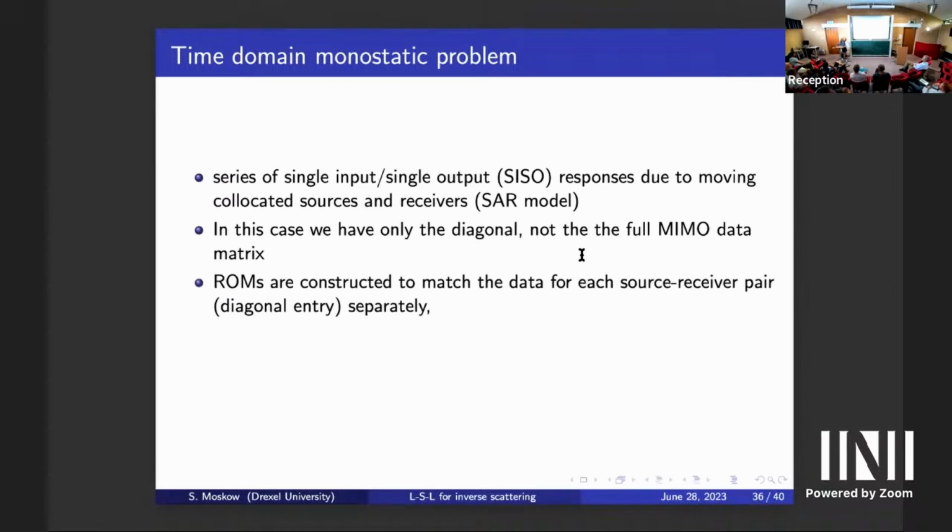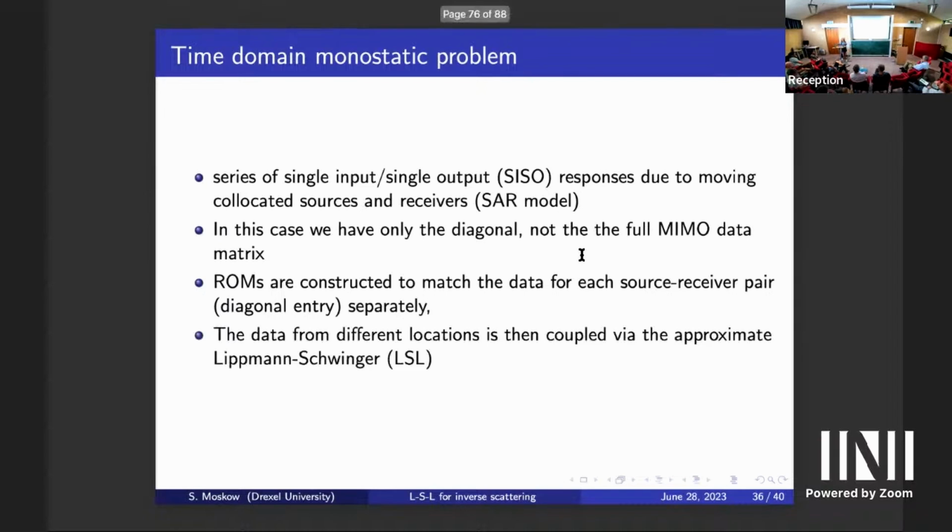So what you can do is, for each separate source receiver pair, construct a ROM and an approximation to the internal solution for that. Now, if this is the full 2 or 3D problem, then your internal solution is not going to be great like it is in the 1D case, but you could still do better than just guessing. You can do it for each source receiver separately, and then take the data from different locations and couple everything in Lippmann Schwinger using the internal solutions for each source.